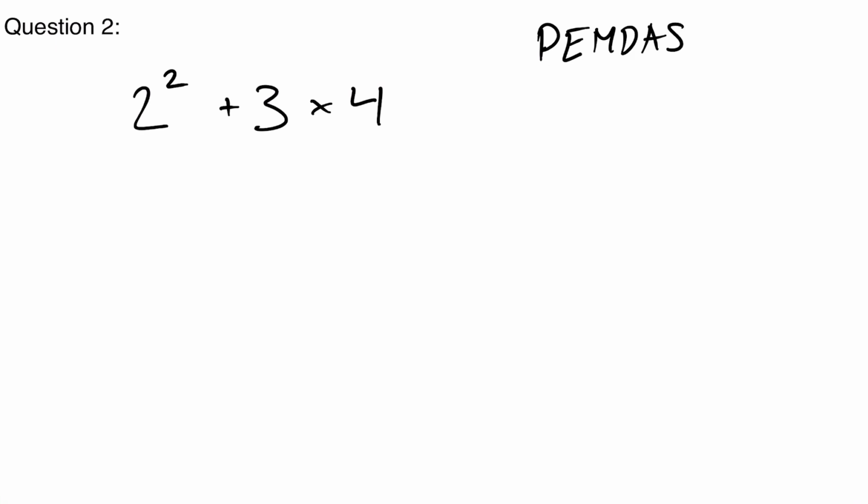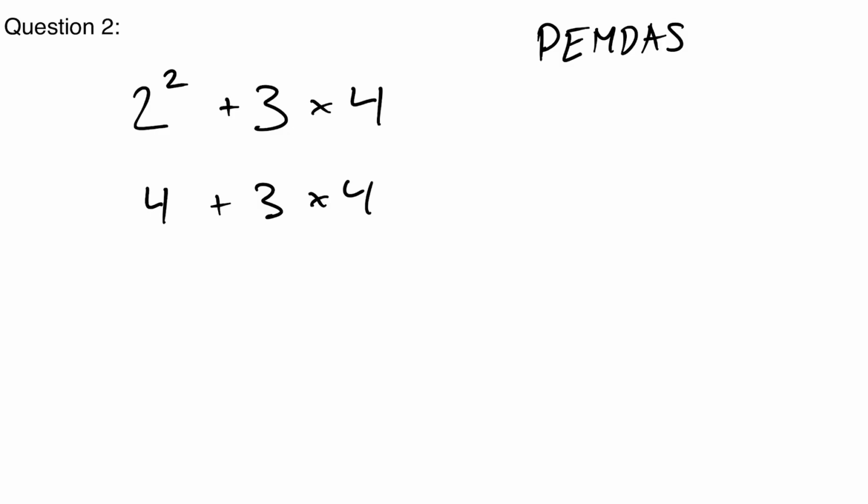So here we don't have any parentheses or any brackets, so we have nothing there, but we do have an exponent. So we're going to do that exponent first. So 2 to the power of 2 is 4. So we can rewrite the expression as 4 plus 3 times 4.